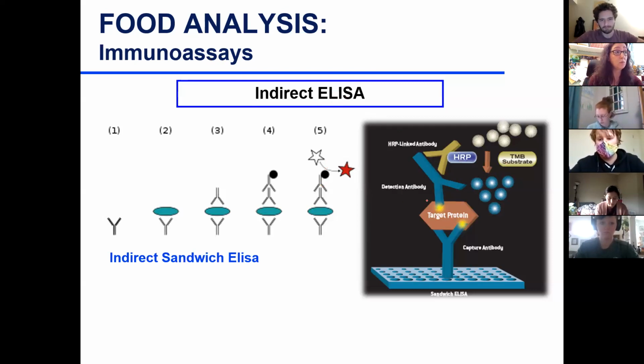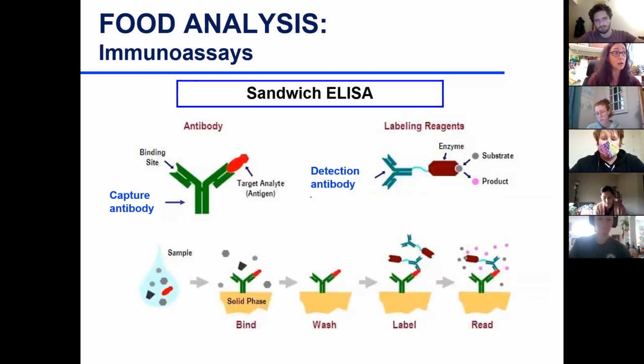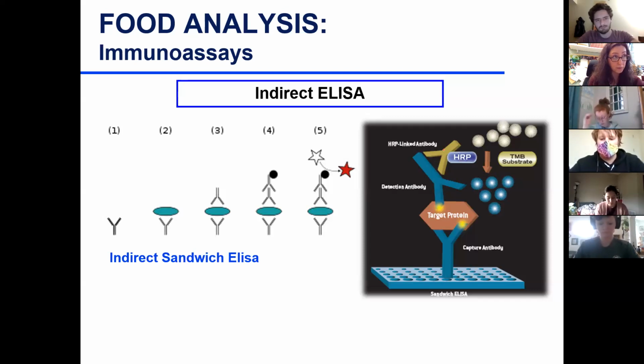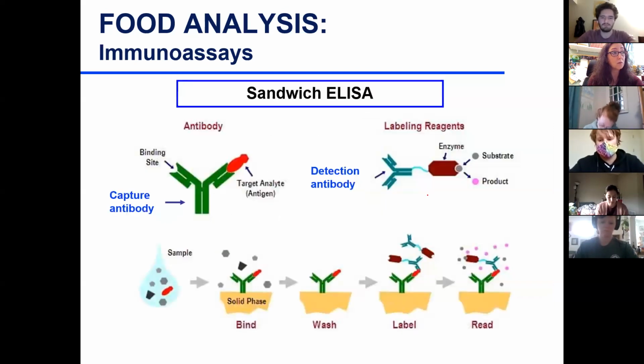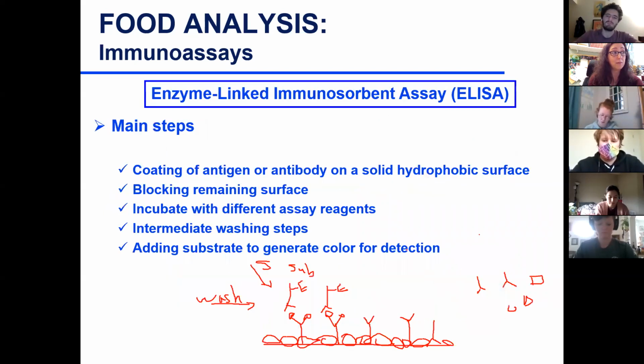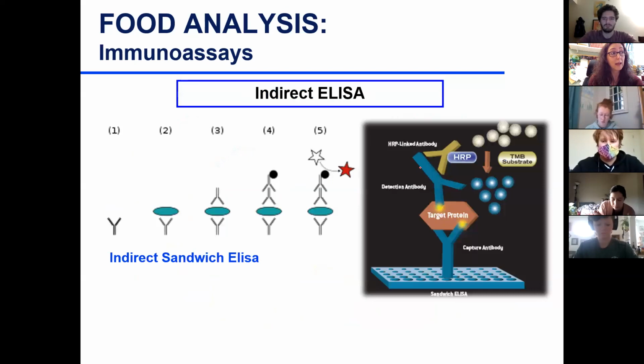Now this is a sandwich ELISA, and this is also a sandwich ELISA, but indirect. It's indirect because the detection antibody here is labeled in one case, whereas in this case, this antibody is not labeled, but the antibody to the antibody is labeled. That's the difference. But in both cases, if you have more of your target protein in the sample, you get higher absorption, in both sandwich ELISA and indirect ELISA.